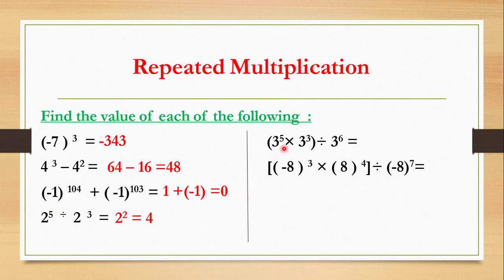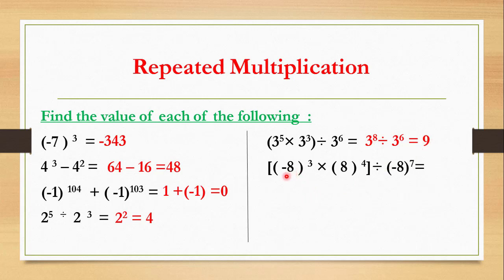So 4. 3 to the power 5 times 3 to the power 3, then divide by 3 to the power 6. Here we are multiplying the same base with any power, so we will add the powers. So 3 to the power 8. Then we will subtract 6. So 3 to the power 8 divided by 3 to the power 6, we will subtract 8 minus 6 is 2. So 3 to the power 2 is 9.